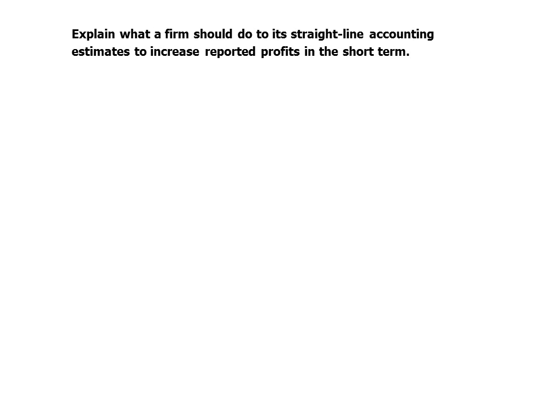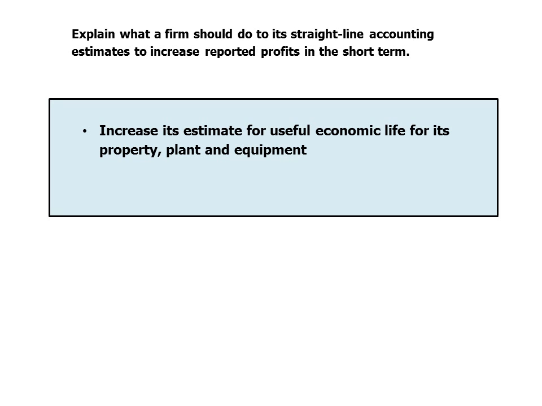And finally, explain what a firm should do to its straight line accounting estimates to increase reported profits in the short term. So 2 things. First is increase its estimate for useful economic life for its property, plant and equipment. And secondly, increase its estimates for residual value for its property, plant and equipment.